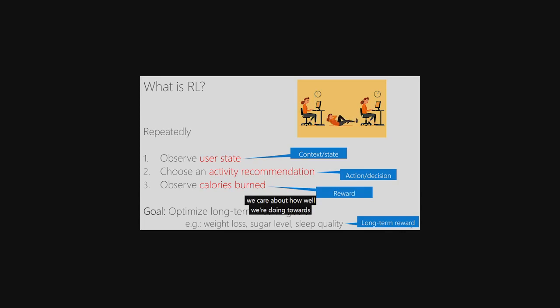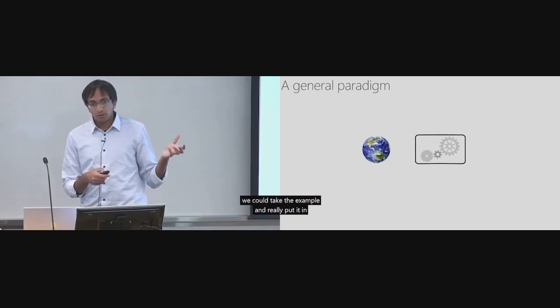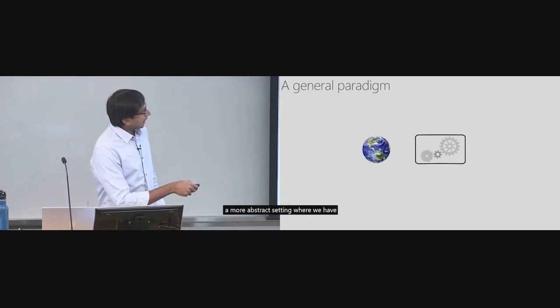We care about how well we are doing towards these longer-term health goals, which we get an imperfect window of through these rewards. Right. So now that we've realized these more general concepts, we could take the example and put it in a more abstract setting where we have an interaction between a world and an agent.